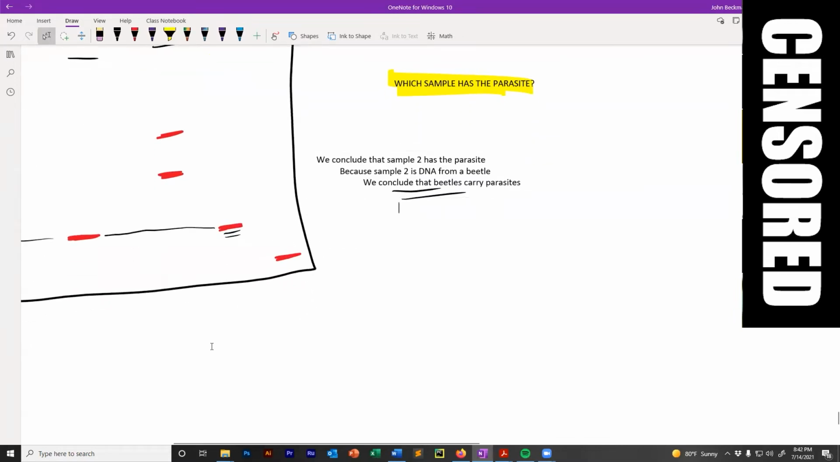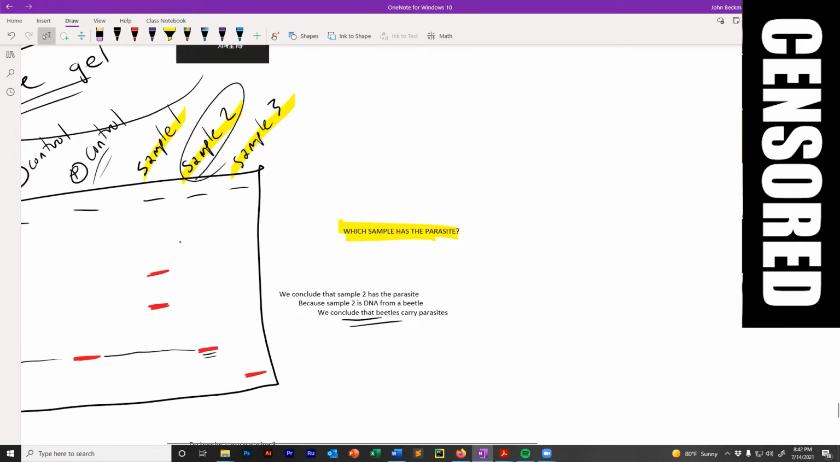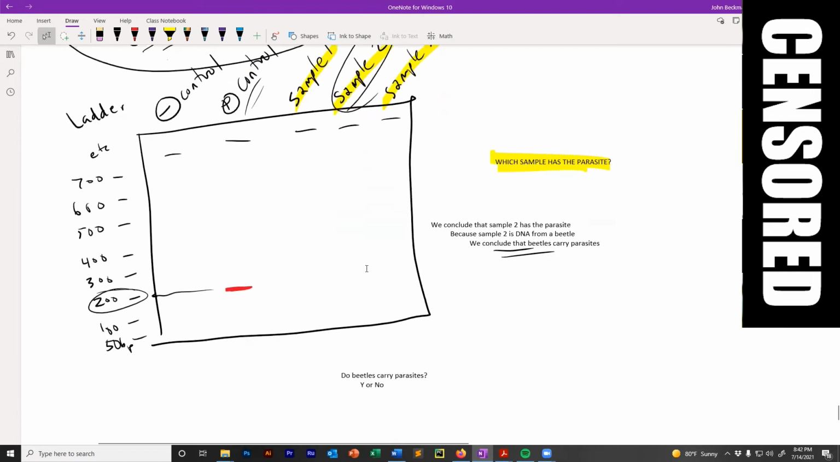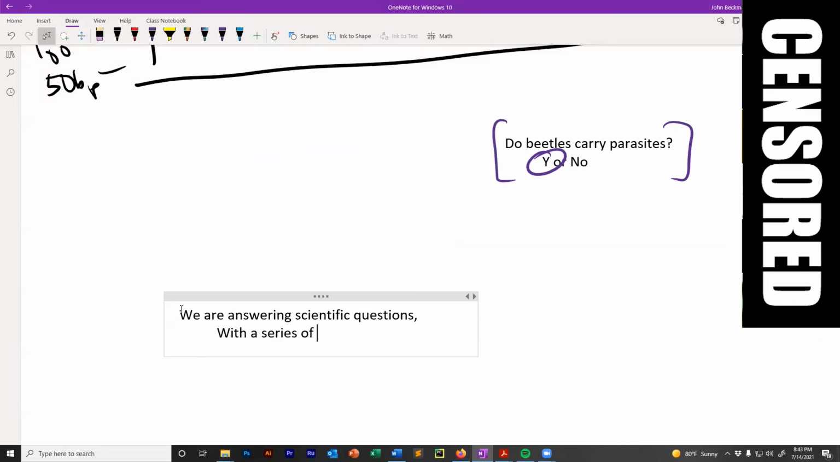So if we want to answer the question, do beetles carry parasites, is the answer yes or no? If the gel looks like this, do beetles carry parasites? Yes or no? Very good. No. If the gel looks like this, now, do beetles carry parasites? Yes or no? Yes. Good. You guys understand. Do you see how we are answering scientific questions? We are answering scientific questions with a series of experiments.